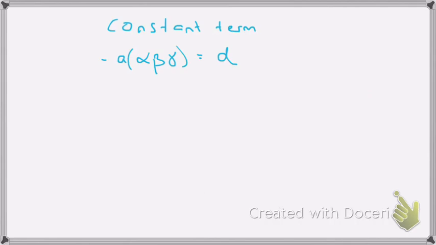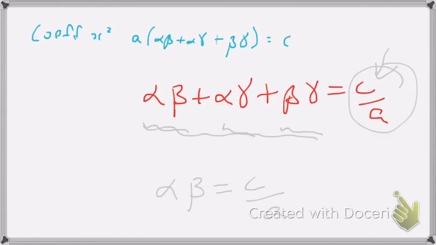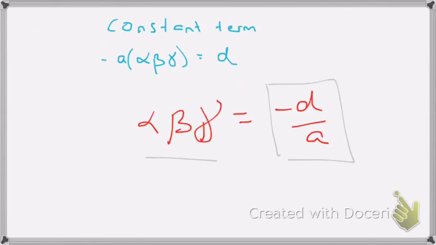If I now look at the constant term, and again I do exactly the same thing, I divide by, this time, minus a, I get alpha beta gamma equals minus d on a. So now the product of the roots in triples, instead of pairs, or just the product of roots, is minus d on a. So again, the C has changed to a D, and the plus has become a minus. That's how you remember the pattern.